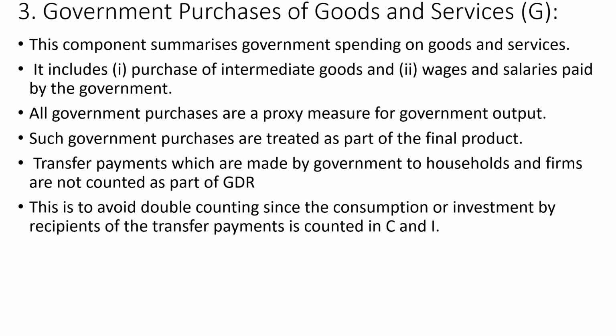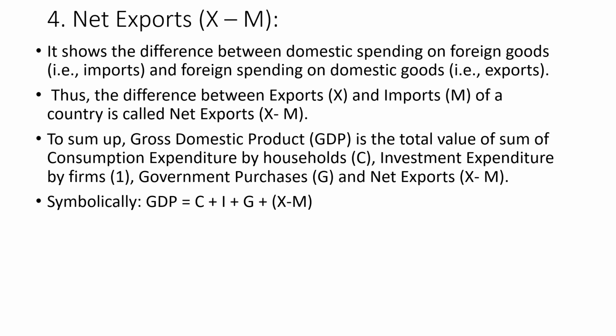Coming to the final component, which is net exports, which shows the difference between the domestic spending on foreign goods and foreign spending on domestic goods, that is, imports and exports. Thus the difference between exports and imports of a particular country is known as net exports, or X minus M.